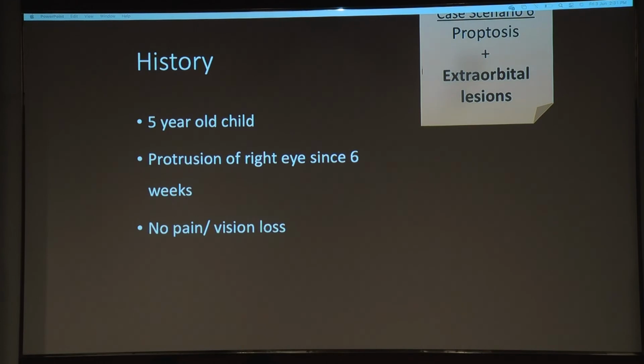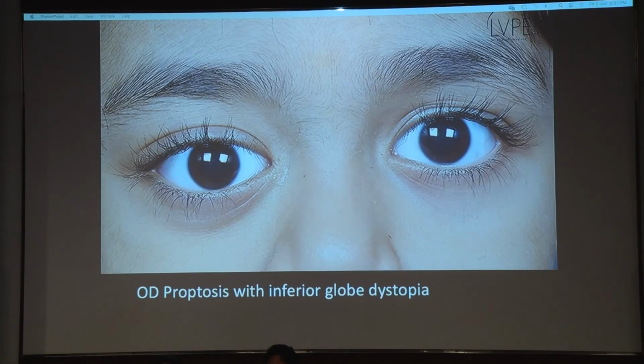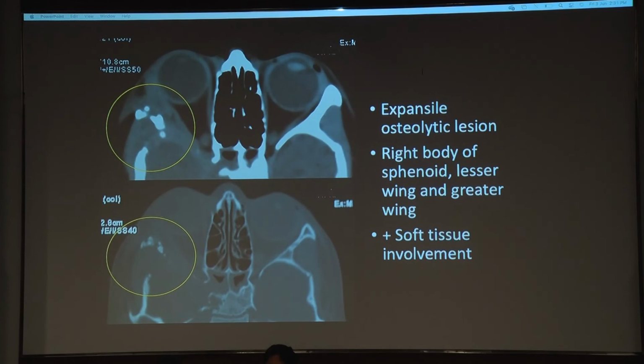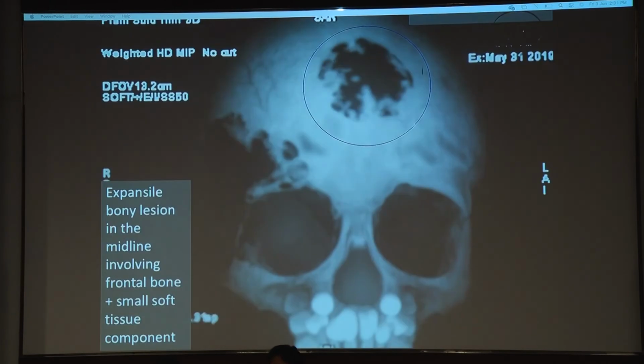Moving to the last case of this set. A 5-year-old child presented with protrusion of the right eye over 6 weeks, and there were no associated features. There was inferior globe dystopia, and this was what the computed tomography showed. There was an expansile lesion with the epicenter probably in the greater wing of sphenoid, but the lesion also involved the lesser wing and the body of sphenoid.